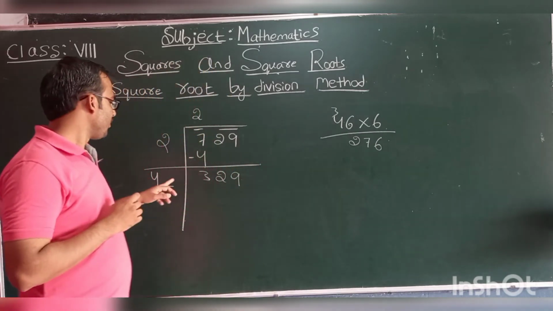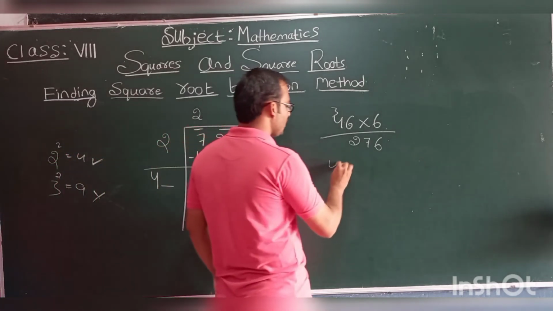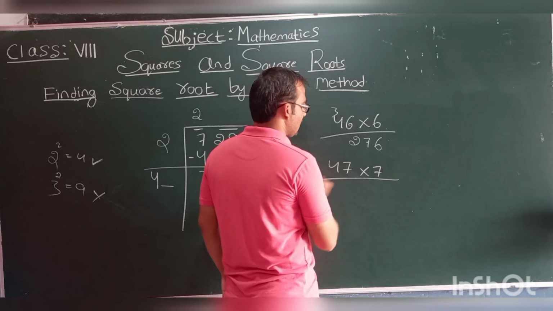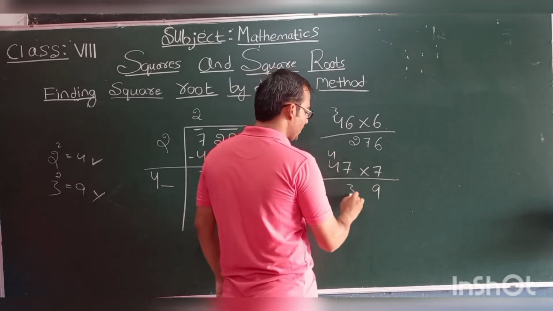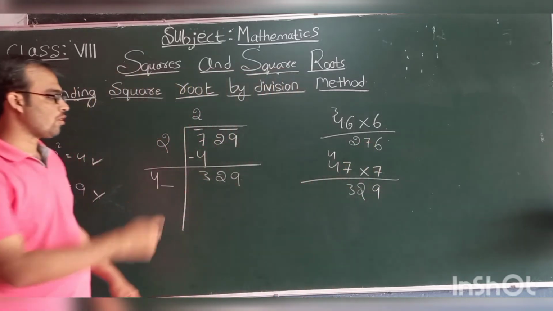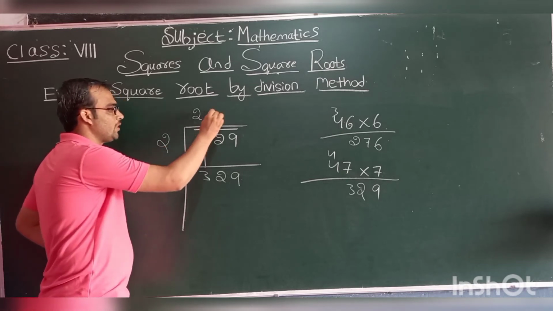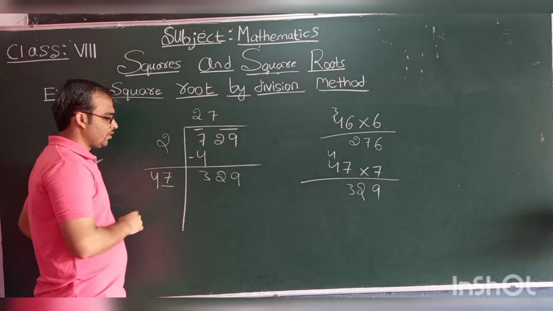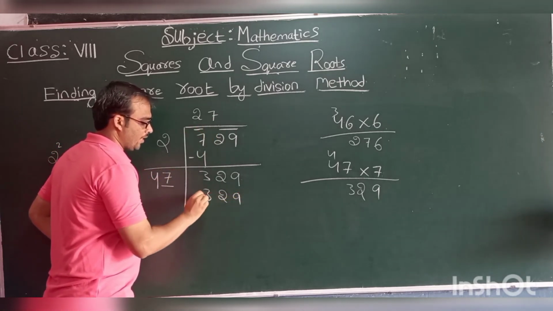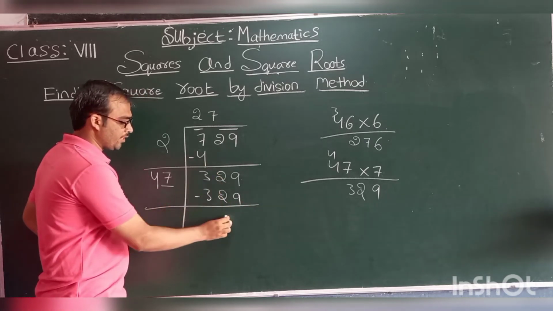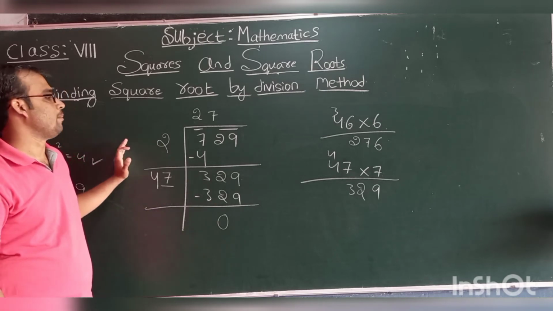Now let us try by filling this blank with the number 7. So here 47 with 7. 7 7s are 49, 9 carry 4. 7 4s are 28. 28 plus 4 is what? 32. Okay. We have got 329. So if we fill this blank with the digit 7, this will be the new digit in the quotient. So 47 into 7 is what? 329. 329 minus 329 is what? 0. As the remainder is 0, this process of division has been completed.